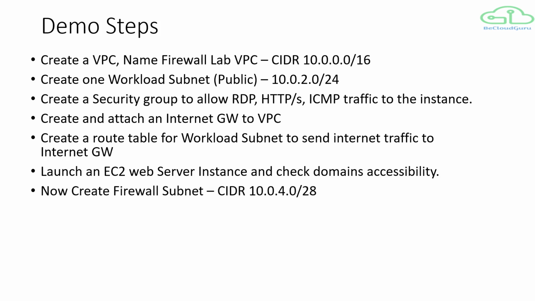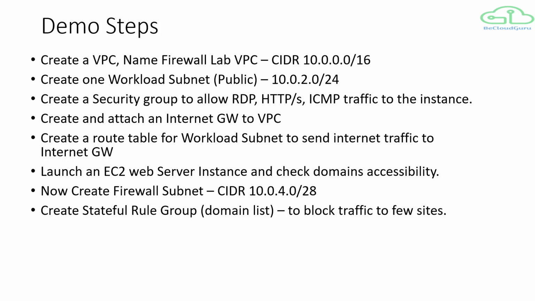Then we'll create our firewall subnet with the CIDR. We're going to keep it /28 because it needs very few IP addresses and it will not contain any other workload, the application servers, just the firewall endpoint.